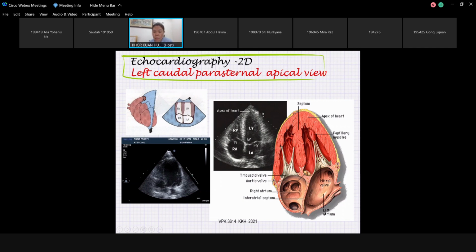Usually, in this particular view, you can see the mitral valve and the tricuspid valve. Sometimes, even if you open up, you can see the aortic valve, which I'll show you later, but I'll show you this 4-chamber view first. Left atrium, right atrium. Left ventricle, right ventricle. Okay? Mitral valve, tricuspid valve. Okay, 4-chamber view.